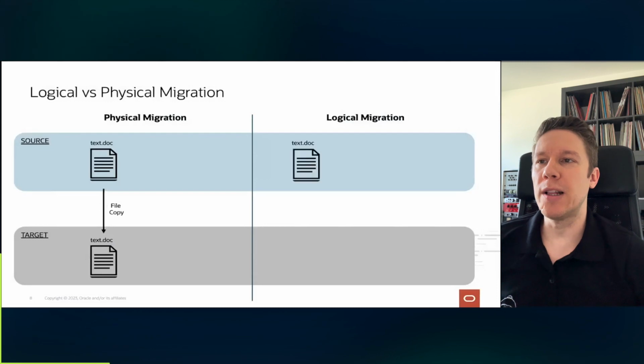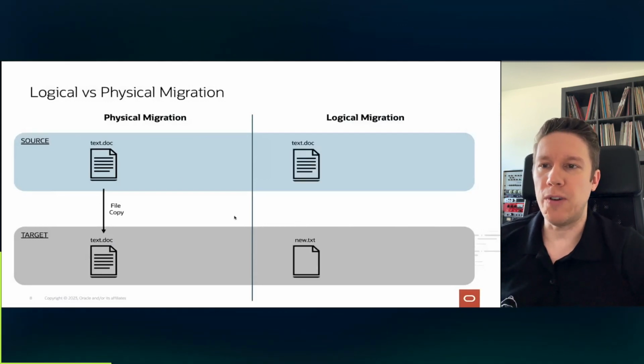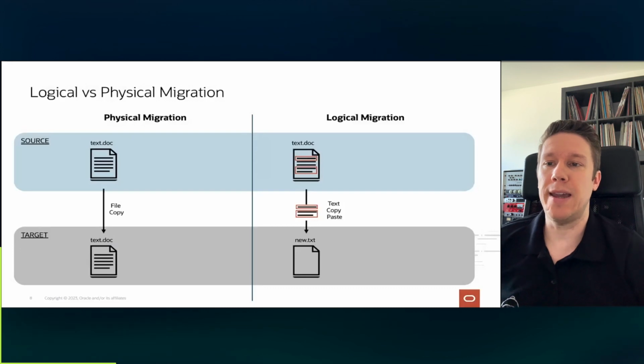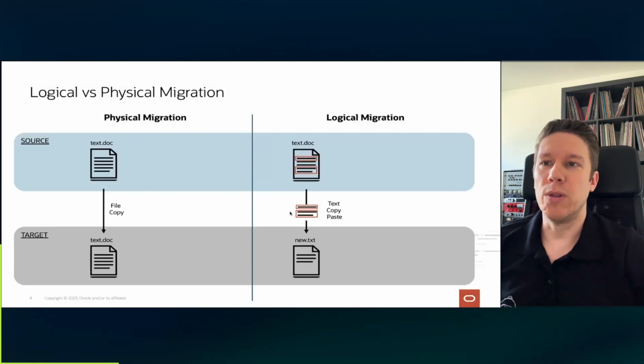Now, in a logical migration, we would not copy the file. We would just create a new file on the new hard disk. And this can also be, you see, it has a new name, it has a new extension, it can even be for a different program. And then we just mark the text that we want to copy, and we really copy that text into this new document. Of course, we also don't need to copy the full text. We can only copy specific text out of this document. So this is a logical migration.